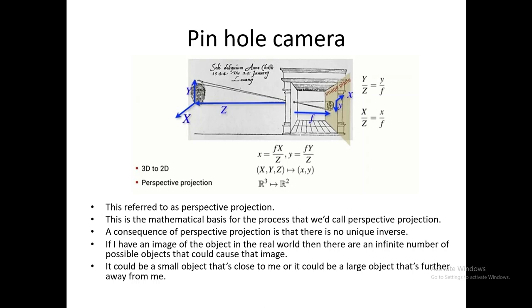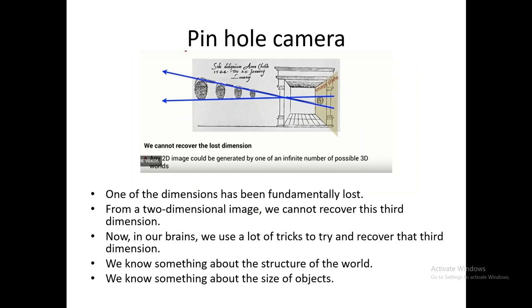A consequence of perspective projection is that there is no unique inverse. So if I have an image of the object in the real world, then there are an infinite number of possible objects that could cause that image, and it could be a small object that's close to us, or it could be a large object that's farther away from us. So what happens here is one dimension has been lost, and it's fundamentally lost. So from a two-dimensional image we cannot recover this third dimension.